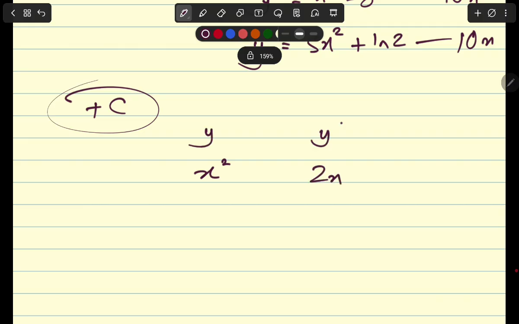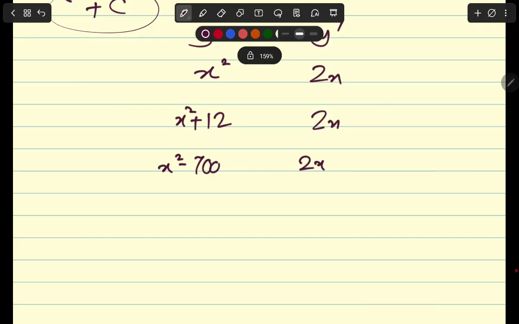If this is y, y prime is 2x. Now, if you have x squared plus 12, again, y prime is going to be equal to 2x. If this is x squared minus 700, again, y prime is going to be equal to 2x, right? Now, where did those constants go? They disappeared. Differentiation hides constants.